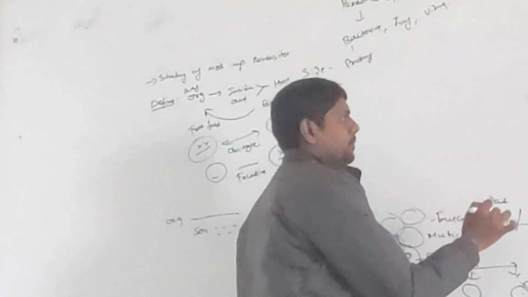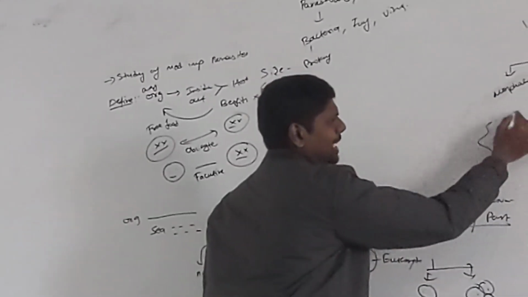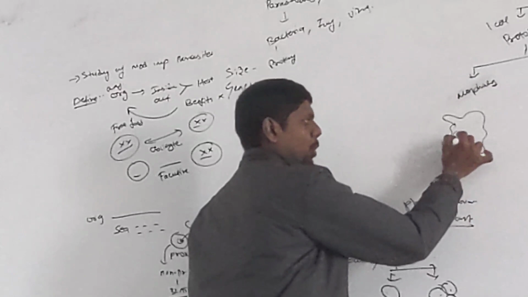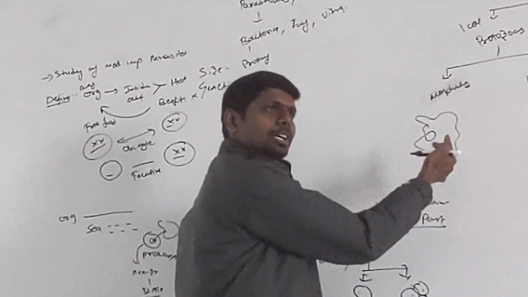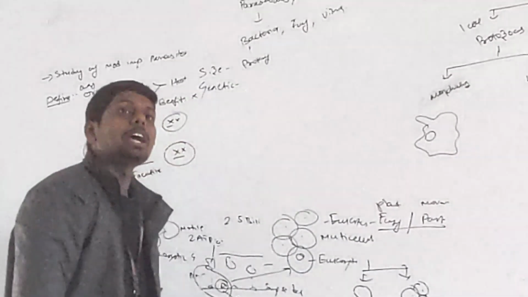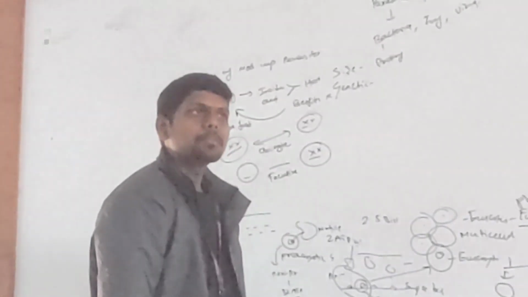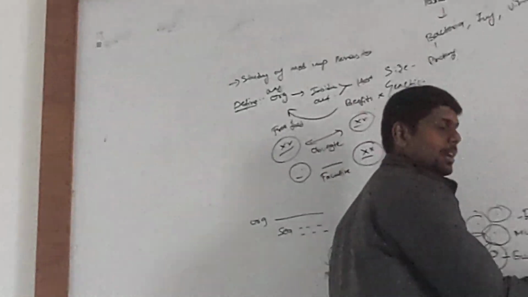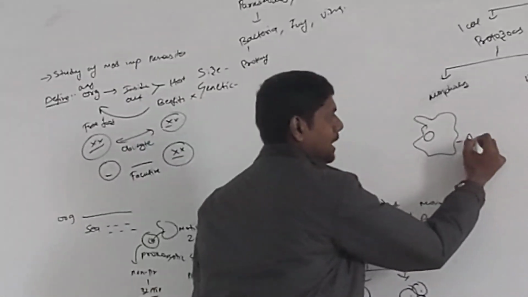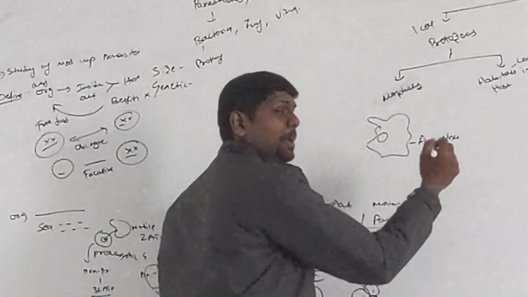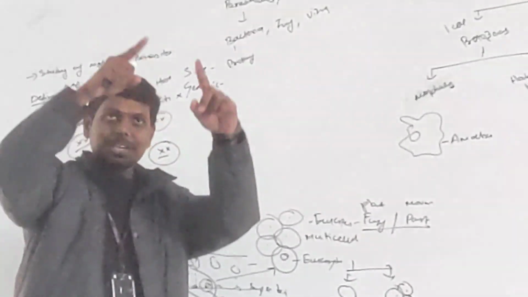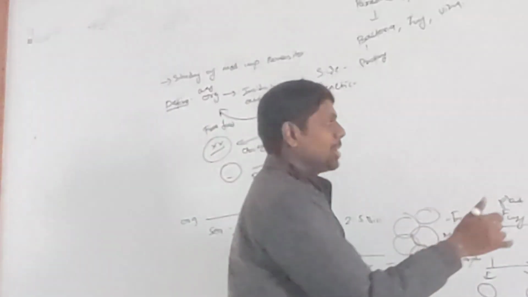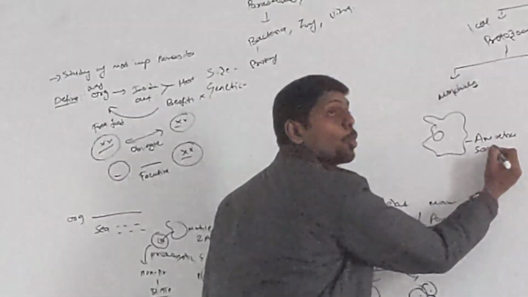When there is no proper morphology, it looks like a random organism with a true nucleus, say it is a eukaryote. Such parasites are called, what is this called? Amoeba. Okay, amoebas. Amoebas themselves, in the tree of life, we kept them in Sarcomastigophora, okay? Amoebas are also called sarcodines.